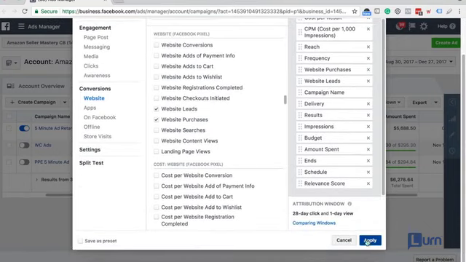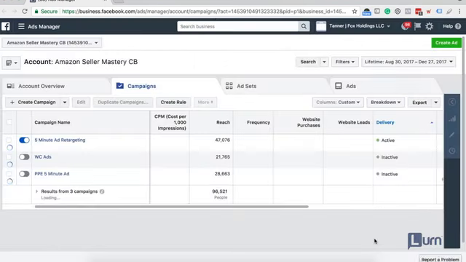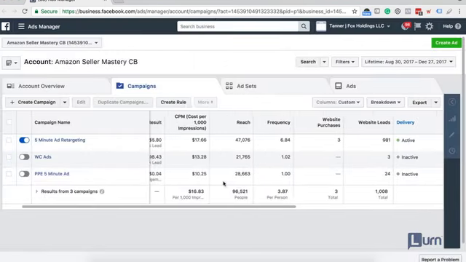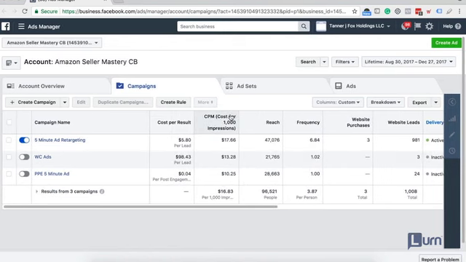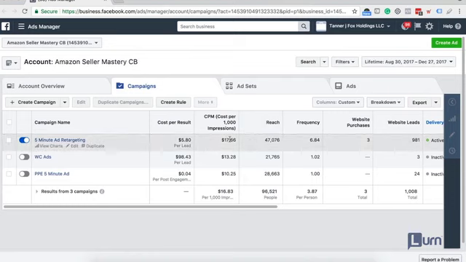So I'm going to click apply. I'm just going to save this as a preset, and I'm going to write important, and click apply. And right over here, as you can tell, cost per every 1,000 impressions is $17.66. So this is for lifetime. Keep this in mind. $17.66 is actually pretty high for this campaign, given the fact that our frequency is high as well. Our frequency is 6.84.